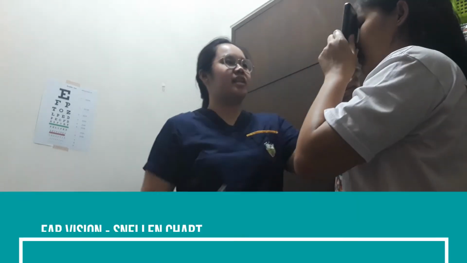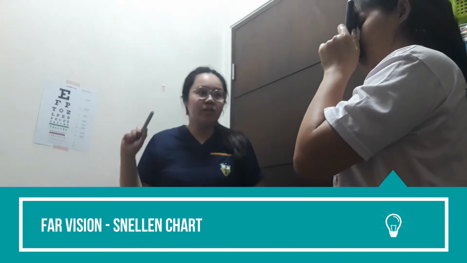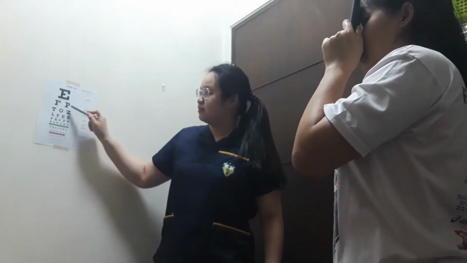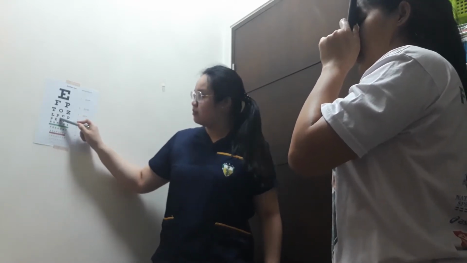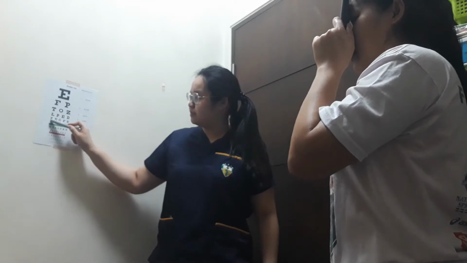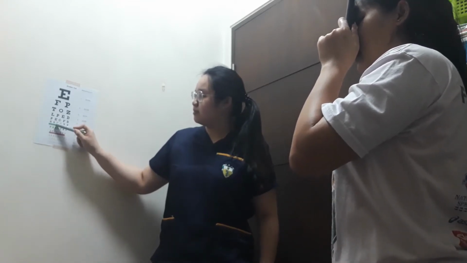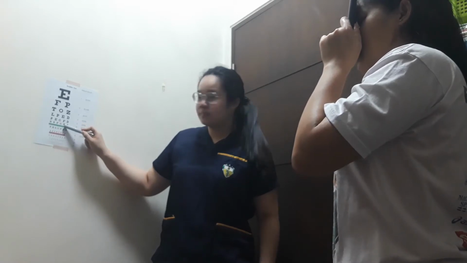The Snellen chart is used for the far vision acuity test. Position the patient 20 feet away from the Snellen chart and ask her to read from the topmost or biggest letter up until the smallest ones below. Test one eye at a time while covering the other eye with an occluder shield or any opaque card or object, but do not use the patient's hand as cover.